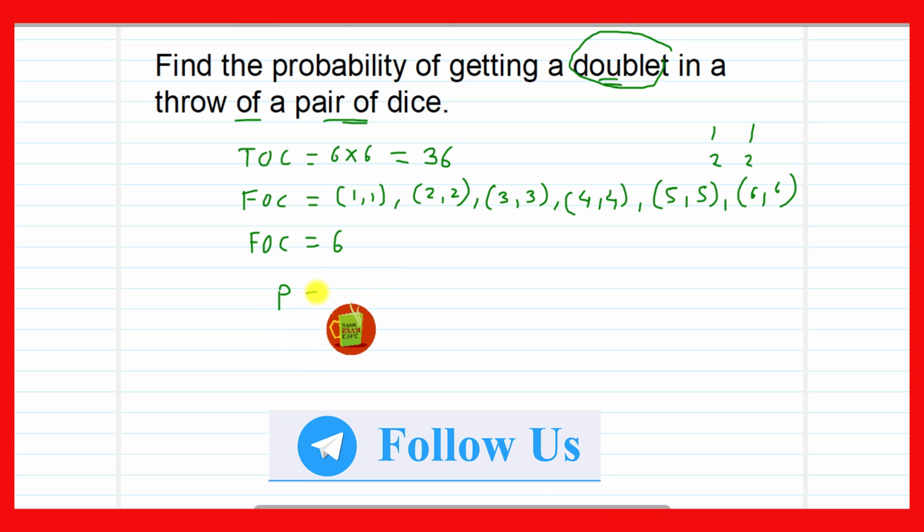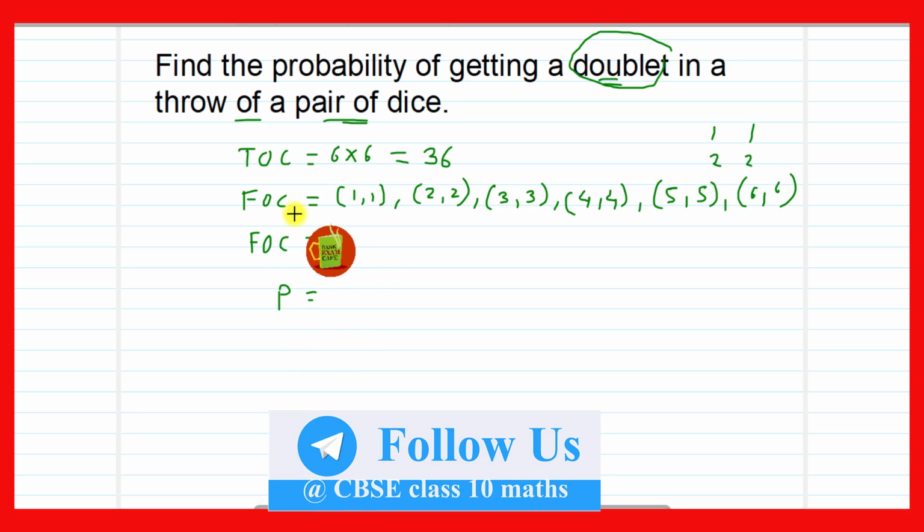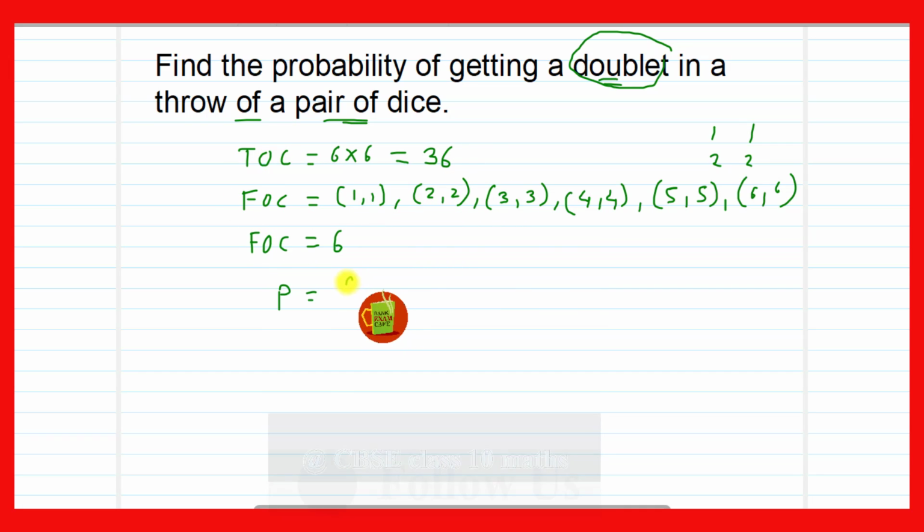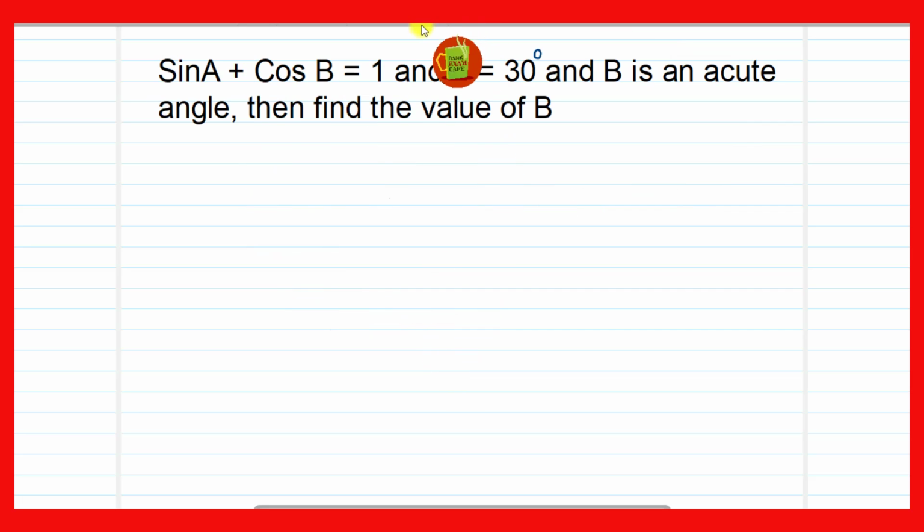And therefore the probability of getting a doublet will be equal to favorable outcome divided by total outcome. So it will be 6 by 36. So 6 1s are 6, 6 6s are 36. So it will be 1 by 6. And therefore the required probability is 1 by 6. Let us see the next question.